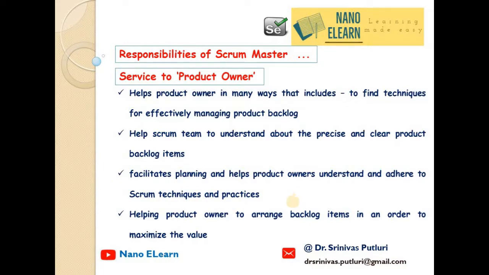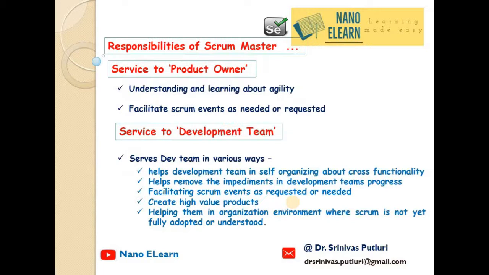He also facilitates planning and helps product owners understand and adhere to the Scrum techniques and practices. He helps the product owner to arrange backlog items in an order to maximize the value. He helps understanding and learning about the agility. Also, he helps to facilitate Scrum events as needed or requested.